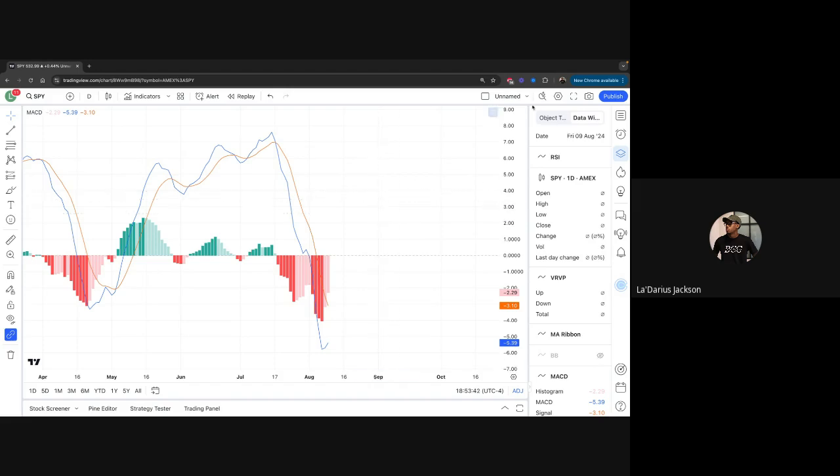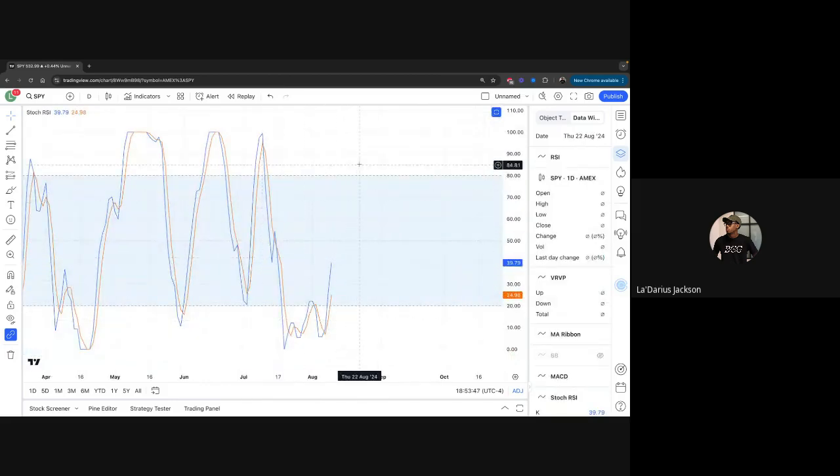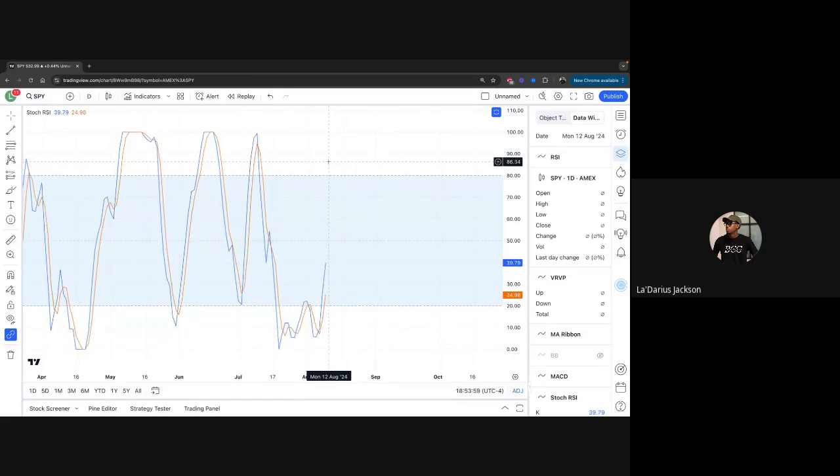Cool. Last indicator, the stock or stoke, depending on how you pronounce it, RSI. So top left-hand corner, this is the stochastics RSI. This RSI is pretty much a momentum indicator. It also ties in with your normal RSI.